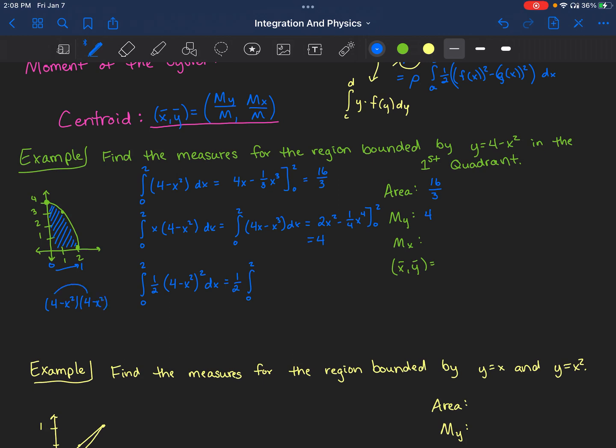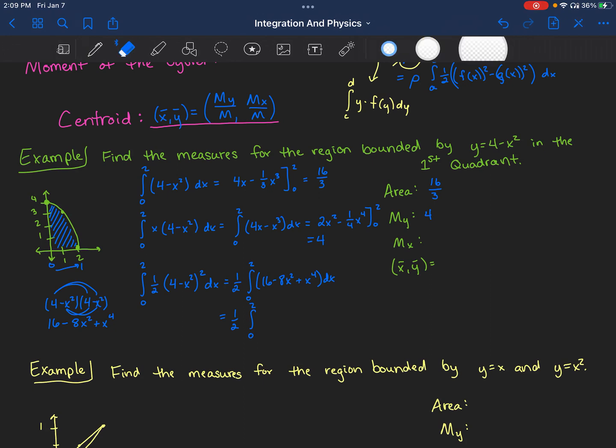In this case, you get 4 times 4, which is 16. 4 times negative x squared, and negative x squared times 4 gives me negative 8x squared. And then negative x squared times negative x squared is going to give me positive x to the 4th. So that's what I'm going to have here: 16 minus 8x squared plus x to the 4th. And I still need to integrate that. Again, I need to keep my 1/2. Otherwise, I tend to forget it sometimes.